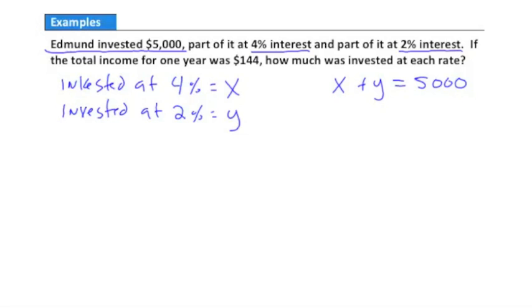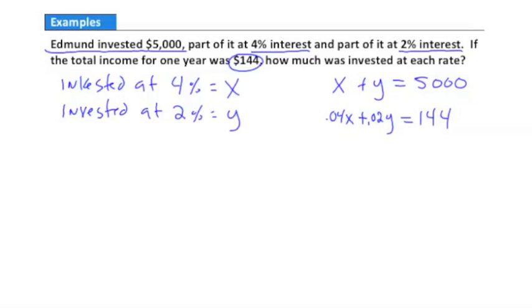My next equation is going to come from the amount of interest he's earned on these accounts, which is $144. So he's earned $144 on these accounts. How is he going to earn that money with an investment? Well, he's going to earn interest on those investments. And so 4%, if I write that as a decimal, is 0.04. The amount he's invested at 4% was X. That's the amount he's going to earn from his account of 4%. Now I want to add to that the amount that he's going to earn from the account at 2%, which is then 0.02y. Now I have my two equations I want to solve.